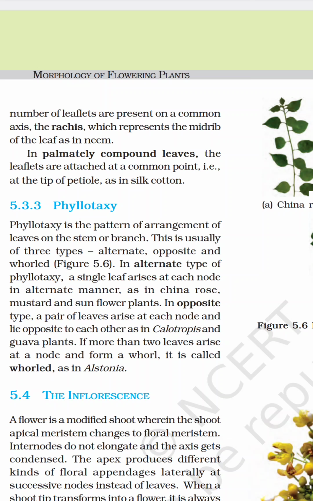In this video, I'll discuss the phyllotaxy of the leaf. What is meant by phyllotaxy? Phyllotaxy is nothing but the pattern of the leaves on the stem or the branch, the arrangement of the leaves, how it is arranged, how many leaves. It is of three types: one is alternate, one is opposite, and whorled.